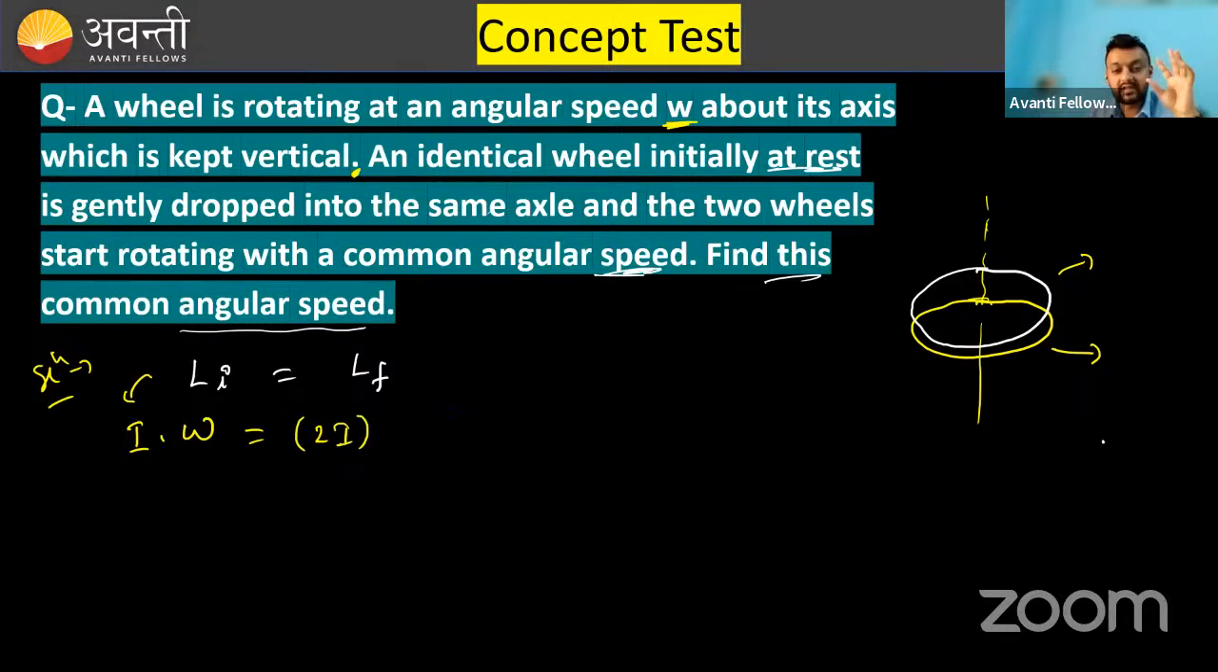If it's clear to you, then say yes. The moment of inertia of these two wheels will be 2I, because they are two wheels rotating about the same axis, I and I, so 2I, into, let's say, the angular velocity becomes omega dash. If I cancel it out, omega dash is equal to omega by 2.